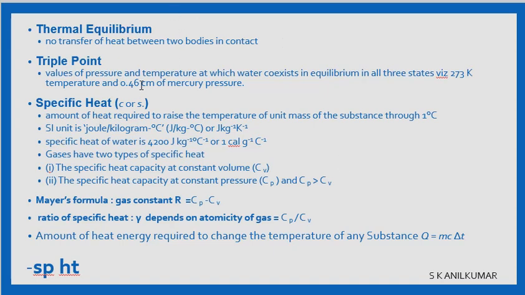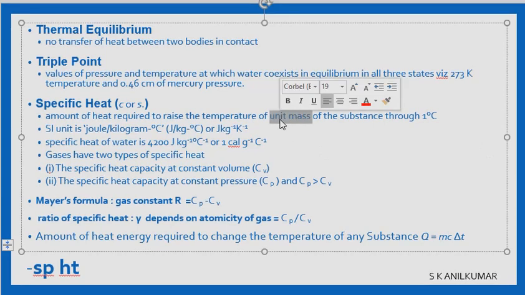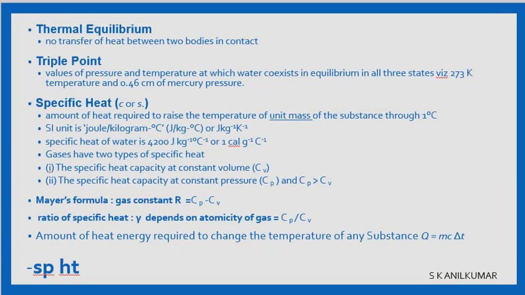What is specific heat? Specific heat is measured by C or S. It is the amount of heat required to raise the temperature of unit mass of a substance through 1 degree centigrade. It is measured in joule per kilogram per degree centigrade.